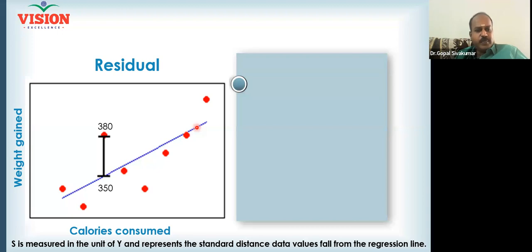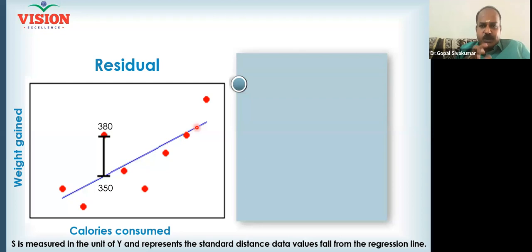That error should be minimum or maximum? Minimum. Then only it will fall under the rule, and all your discussion will have a meaning. So this error is called residual. And your goal should be that residual should be low and residual should be normally distributed.